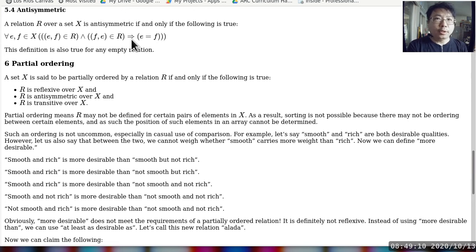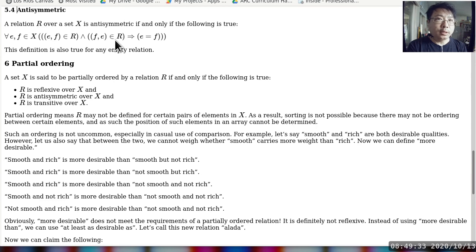So in order for this implication to be false, we need this conjunction to be true, because if this conjunction is false, false implies whatever is always true. The implication itself is always true. So we need to make this conjunction true, which means EF is in R and FE is also in R.